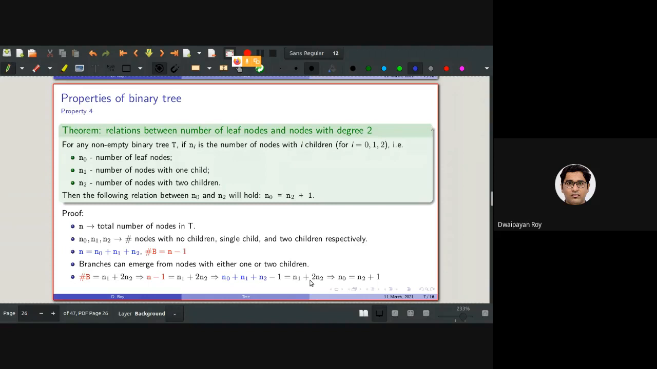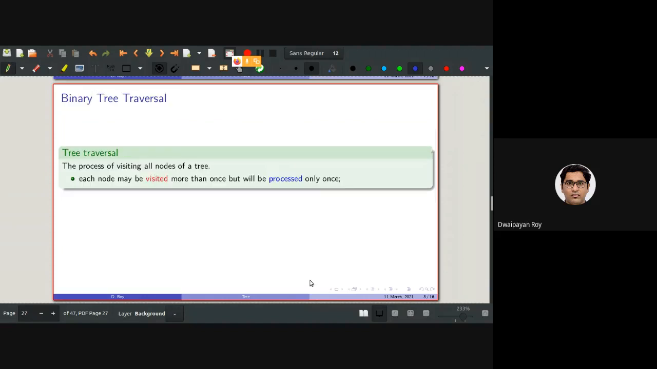All right, then moving ahead. The next important thing that we will be discussing is one of the most important topics in this course. It is called traversal. For a binary tree, traversal means the process of visiting and processing all the nodes in a tree.